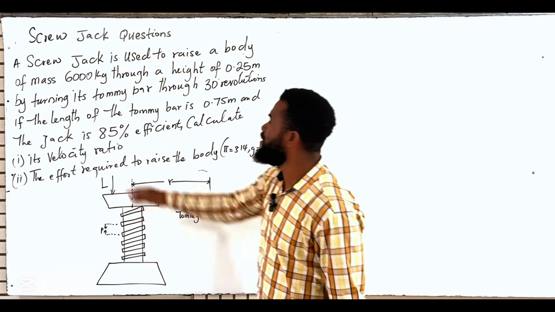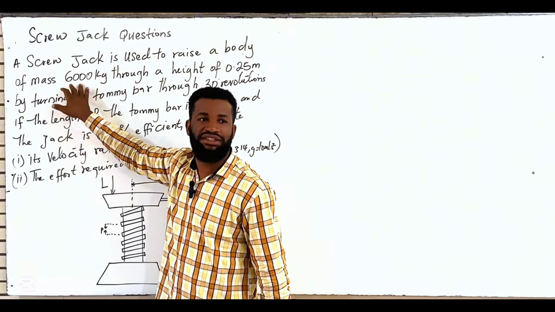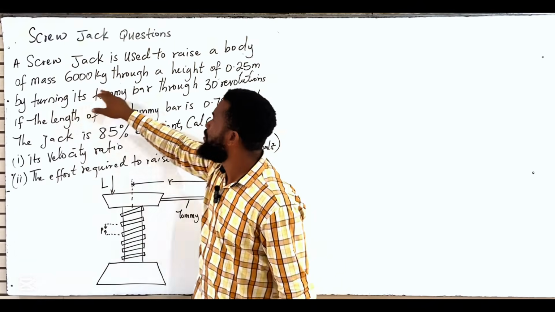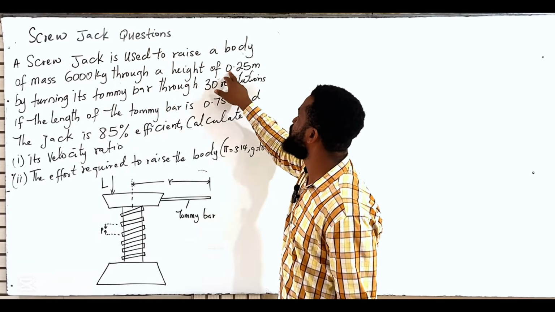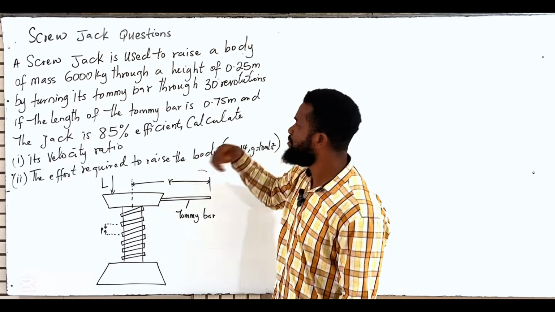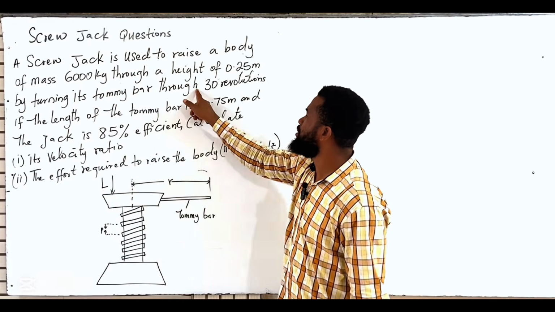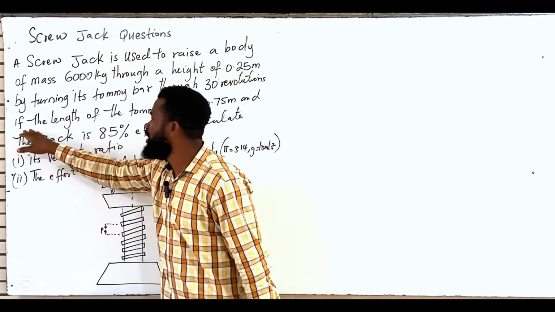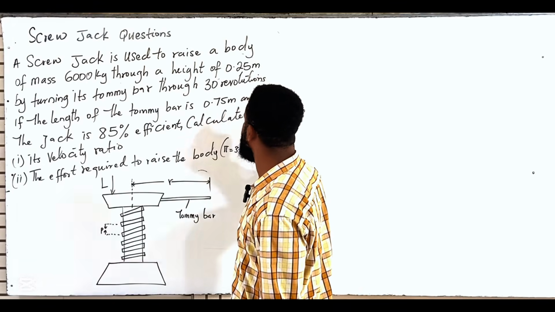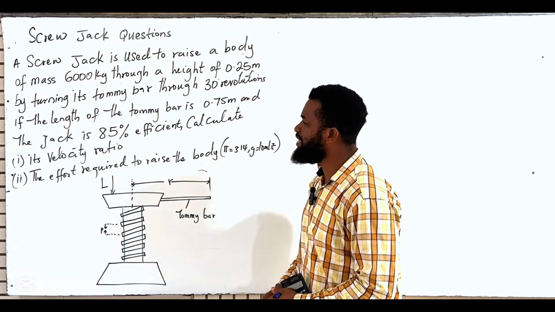So now the question said a screw jack is used to raise a body of mass, a very, very heavy mass, like a car, through a height of 0.25 meter, that means it's lifted above the ground, by turning its tummy bar through 30 revolutions. If the length of the tummy bar is 0.75 meters and the jack is 75% efficient, calculate its velocity ratio.